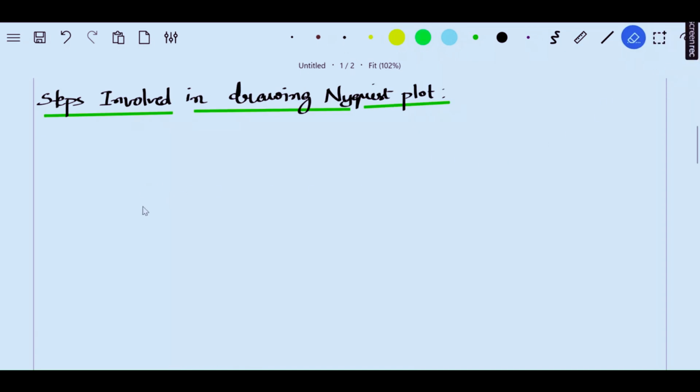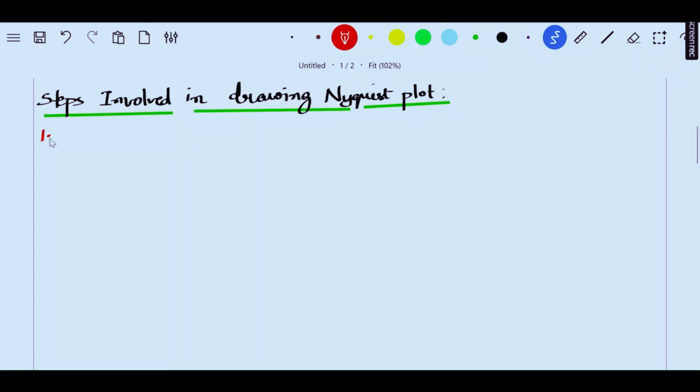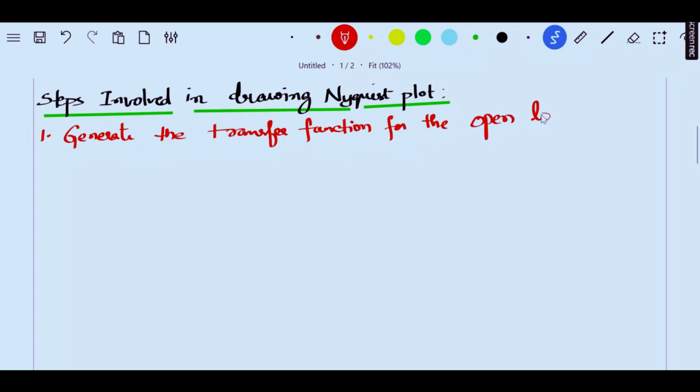Okay. So let us see the steps involved in drawing the Nyquist plot to comment on stability. Step by step we are going to write now. So the first step is we need to generate the transfer function for the open loop. Anyway, if it is not given, we need to generate it.